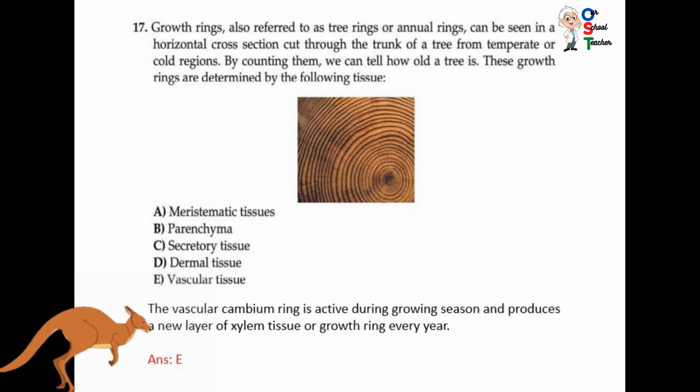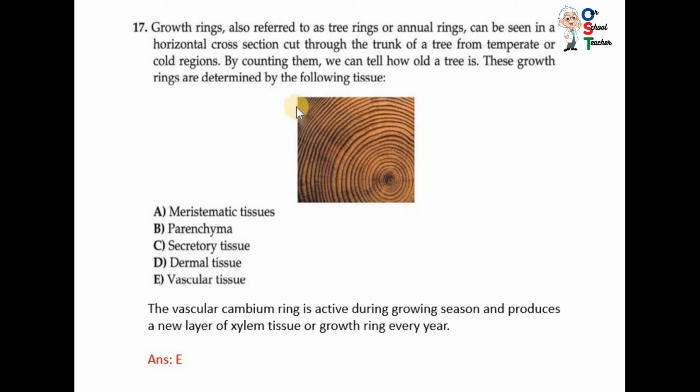We are going to start paper 2017, question number 17. Growth rings, also referred to as tree rings or annual rings, can be seen in a horizontal cross section. You can see these are the cross sections cut through the trunk of a tree from a temperate or cold region. By counting them, we can tell how old a tree is.